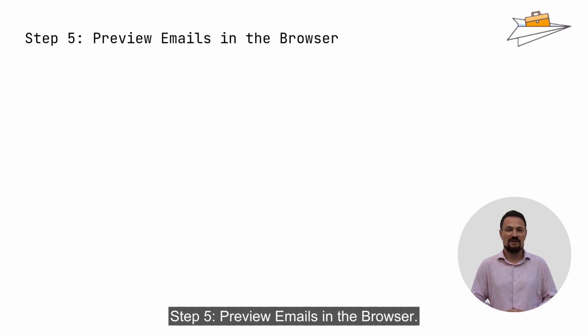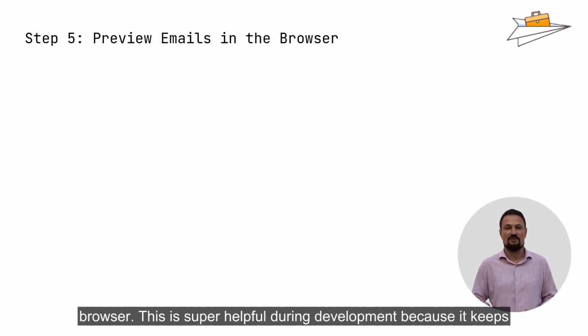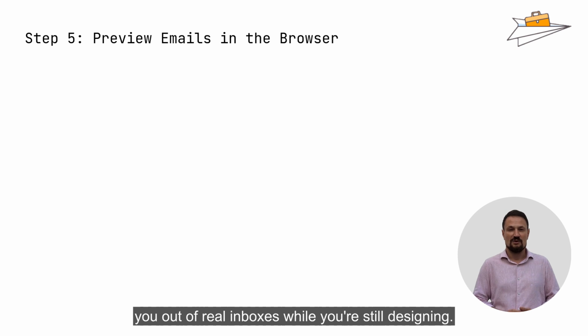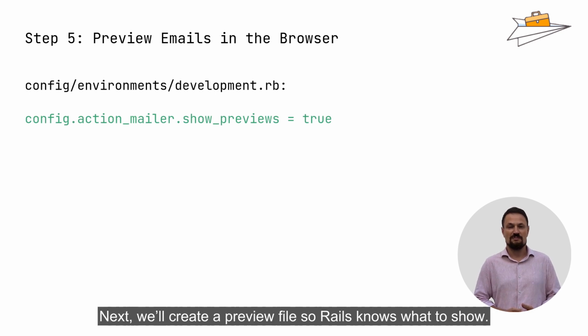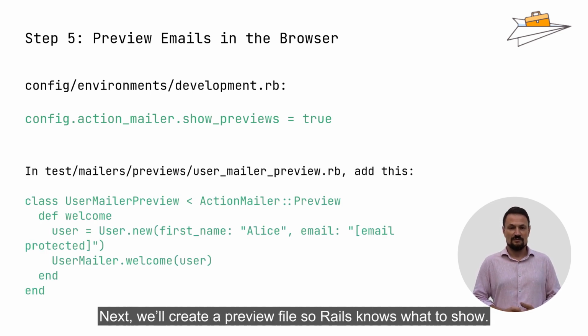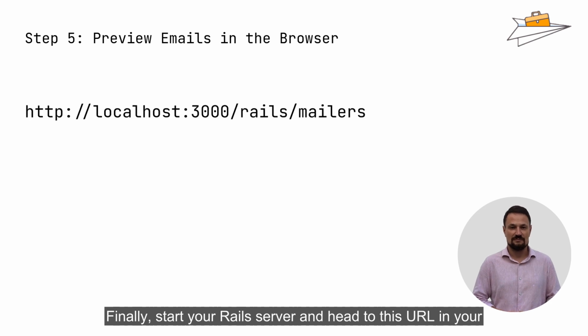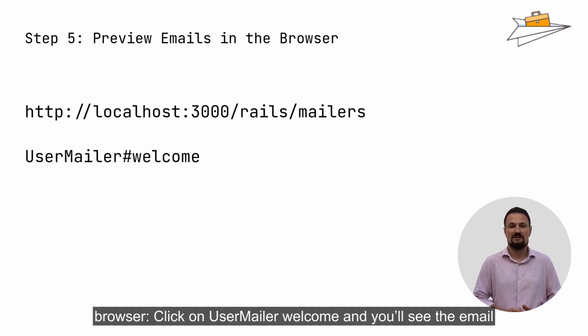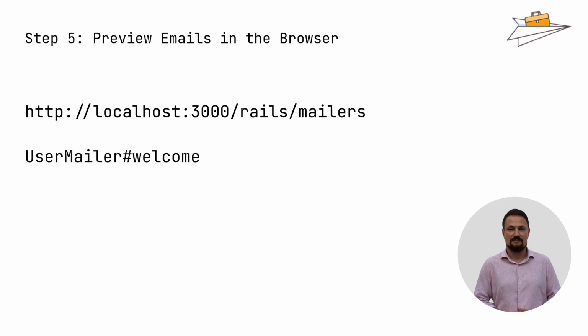Step 5. Preview emails in the browser. Now let's move to Step 5, previewing the email right in your browser. This is super helpful during development because it keeps you out of real inboxes while you're still designing. First, make sure the configuration setting is enabled. Next, we'll create a preview file so Rails knows what to show. Finally, start your Rails server and head to this URL in your browser. Click on User Mailer Welcome and you'll see the email exactly how it renders, including both the HTML and plain text parts, as well as the raw MIME output.